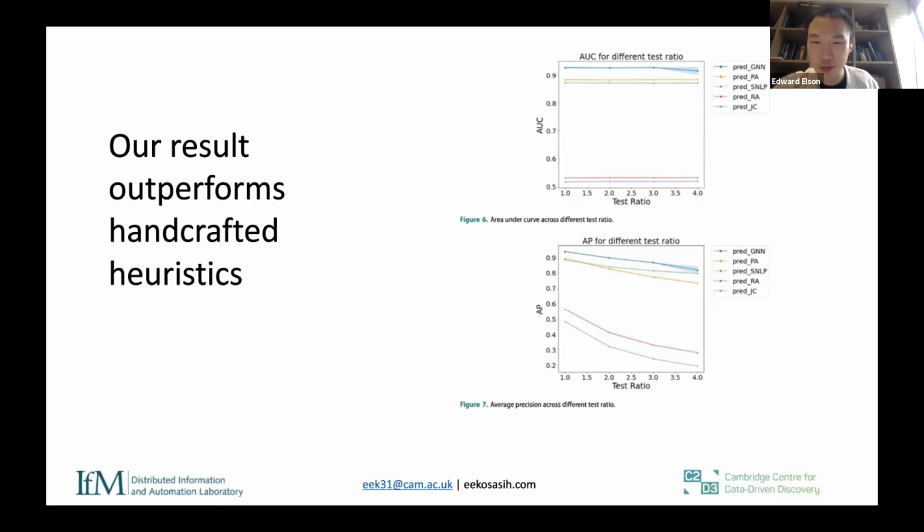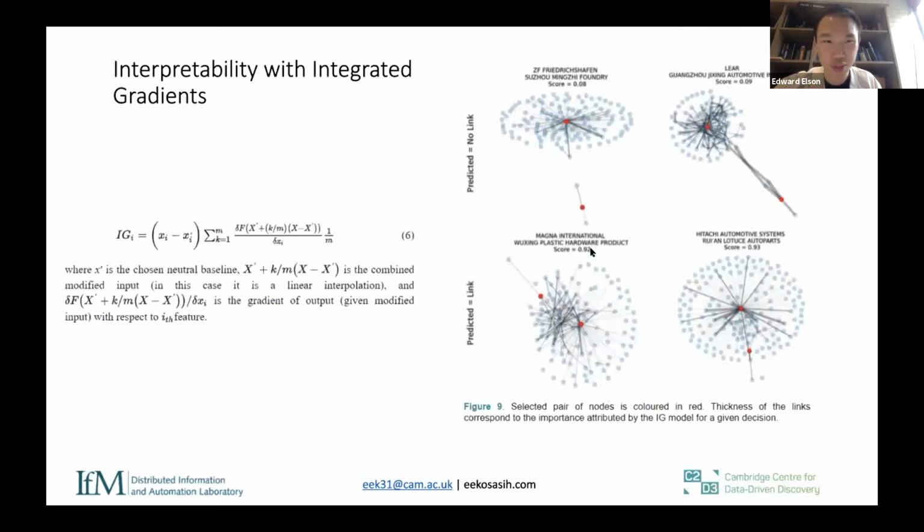And we tried this for different test ratios, because one of the important keys about link prediction is deciding the ratio between the number of negative samples and positive samples. If you have way more negative samples than positive samples, that would affect your precision, because it's basically an imbalanced data set. And it also makes the problem more challenging. Now, what's more interesting is, instead of stopping there, I also tried to do a bit of analysis to interpret the network.